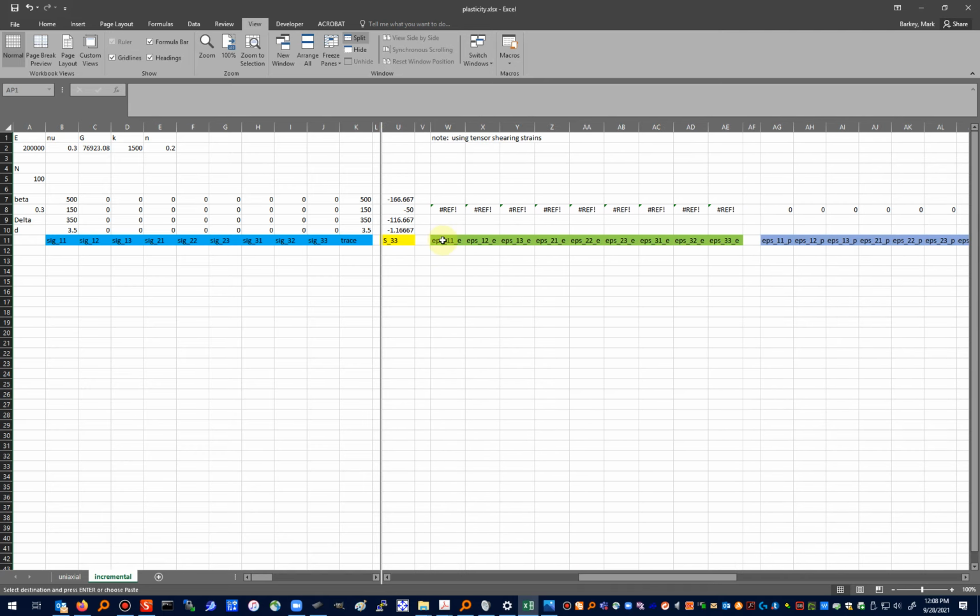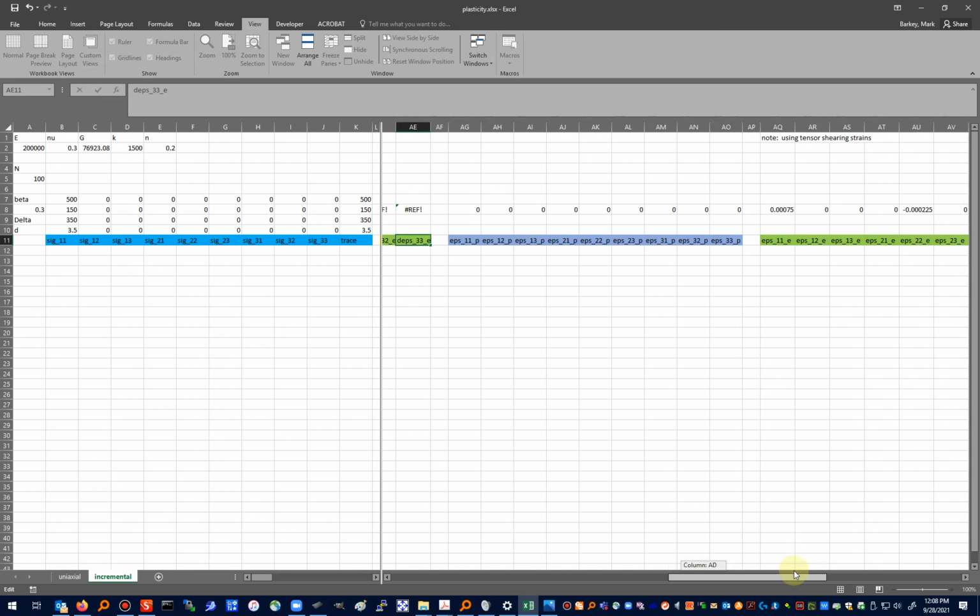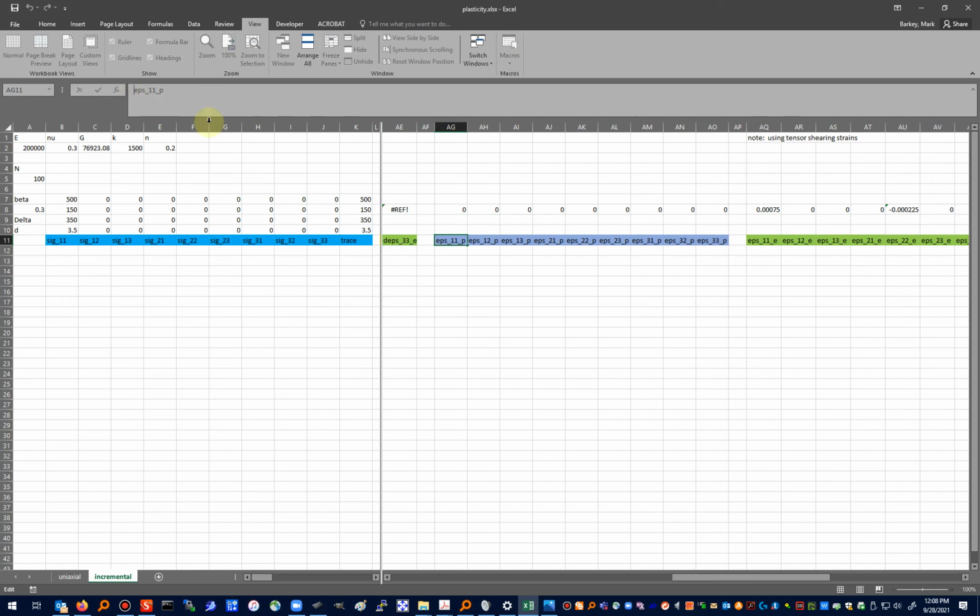Okay, we'll fix the error here in a minute. But now I'm going to go ahead and just make all of these quantities D terms. And I'll do the same thing for the plastic strains. We'll go back and we'll resize the columns and we'll change the colors here in a moment.